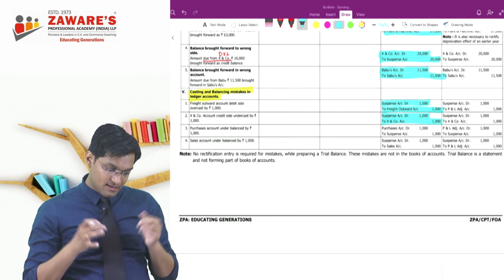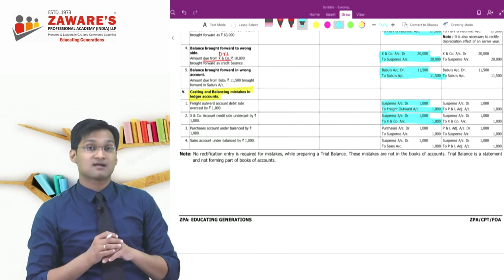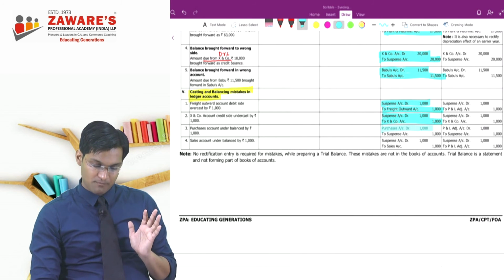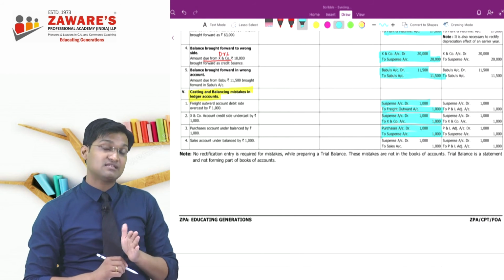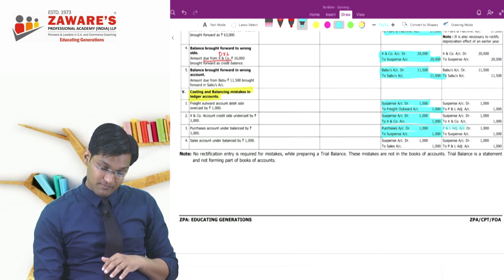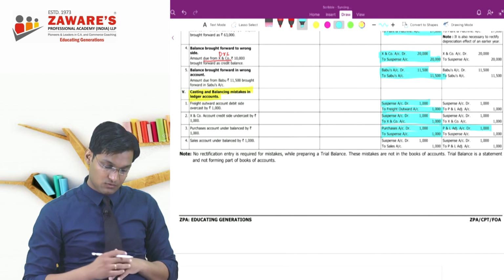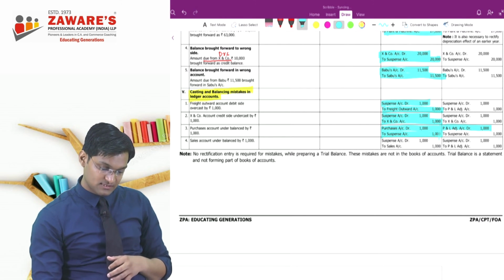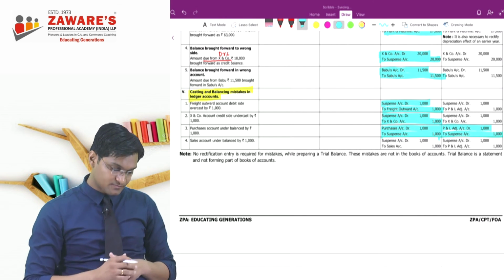Purchase account undercast by 1,000 means purchase account is short debited by 1,000. No problem. We'll debit it now. Purchase account debit to suspense account credit. If this entry is rectified in the subsequent financial year, purchase account will be replaced with profit and loss adjustment account. So your entry will become profit and loss adjustment account debit to suspense account credit.